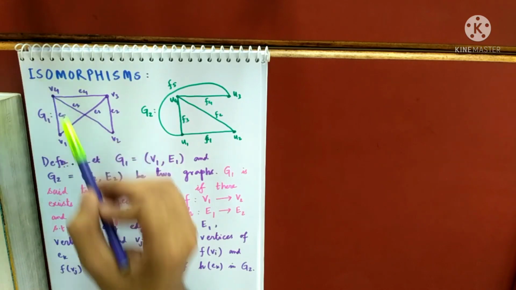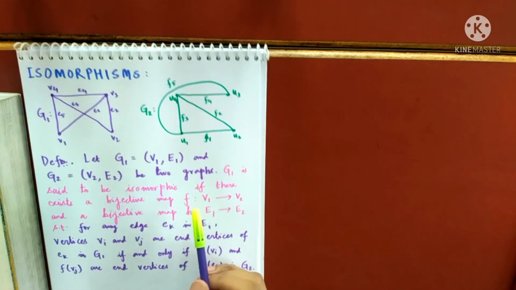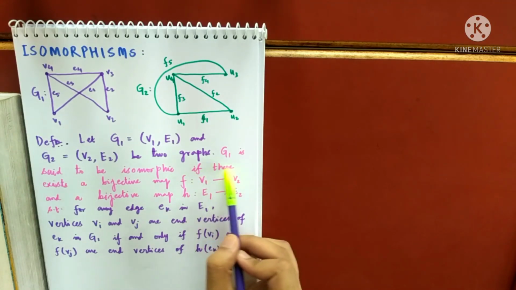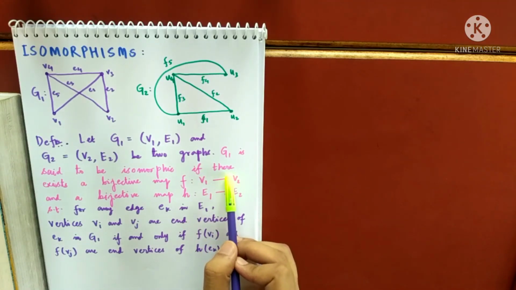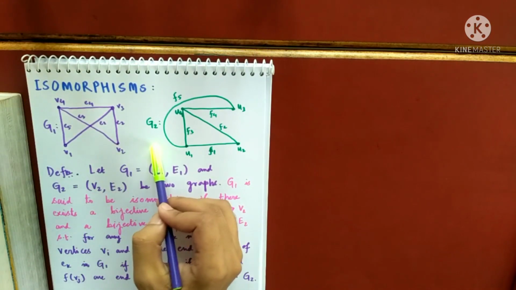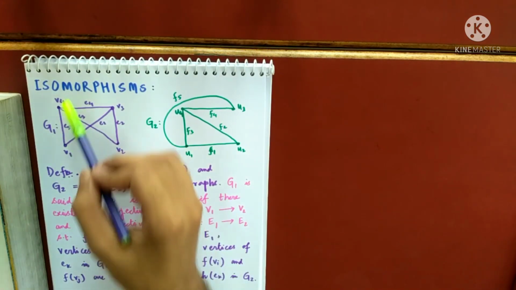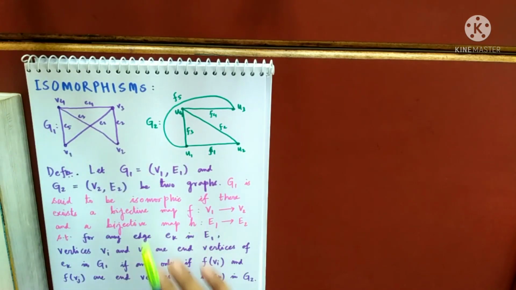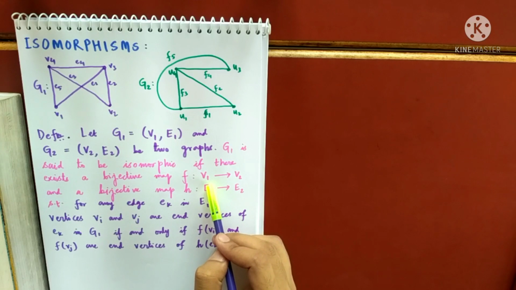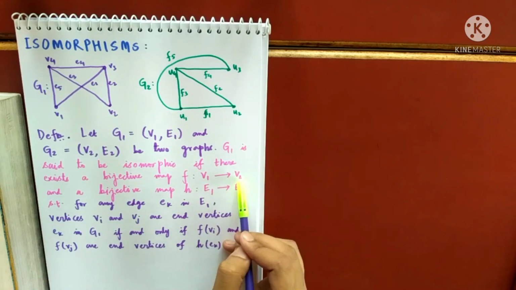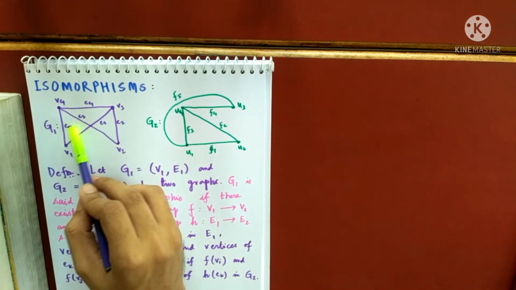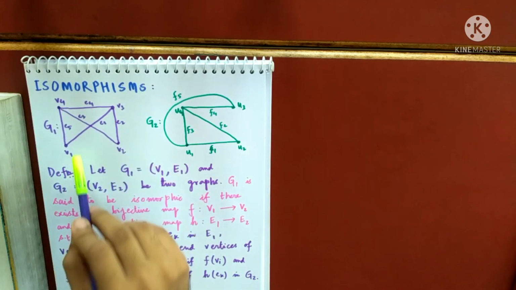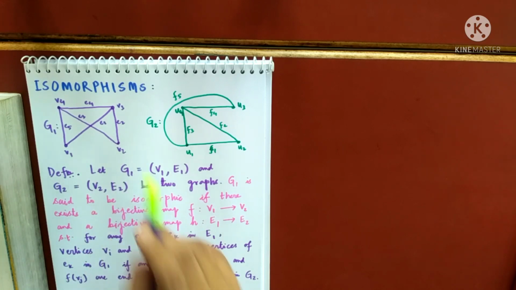Now try to understand my point. These end vertices will have an image under F, because F sends all the vertices of G1 to all the vertices of G2, right? So V1 will have an image under F, V4 will have an image under F, and E5 is an edge, so E5 will have an image under H. So E5 will be mapped to H of E5, V4 will be mapped to F of V4, and V1 will be mapped to F of V1.